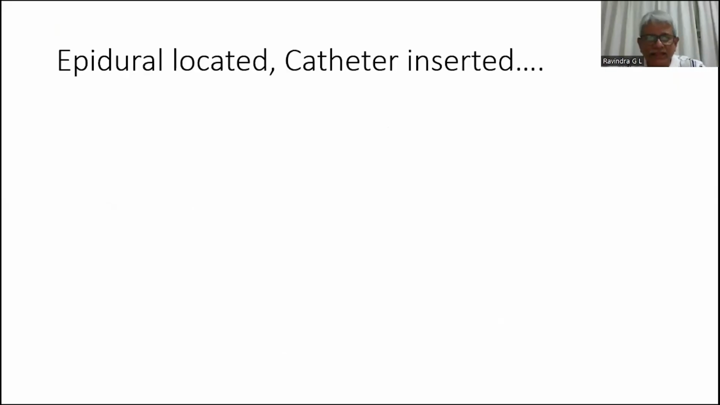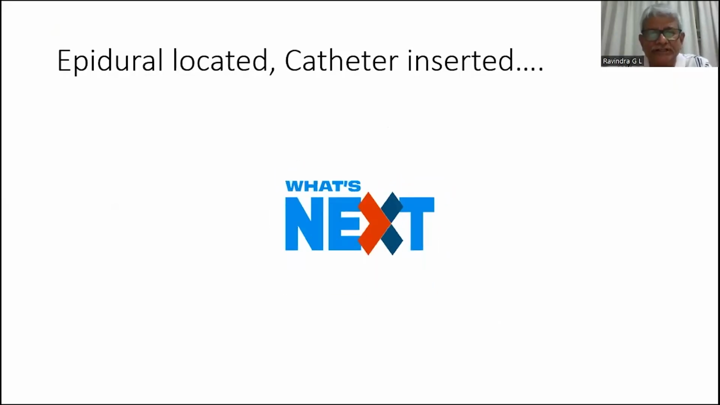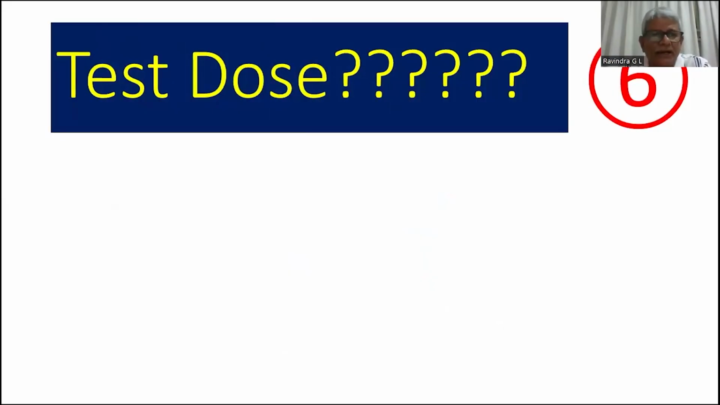So now we have decided on the epidural, located it, the catheter inserted, and what next? How to go about further. The next thing that comes to our mind is test dose. So whenever we place an epidural catheter, for whatever reason it is, maybe for surgical anesthesia, maybe for post-operative analgesia, we give a test dose first. Now, the idea of the test dose is to see whether my epidural catheter is lying in the place where I want it. And that's the thing.